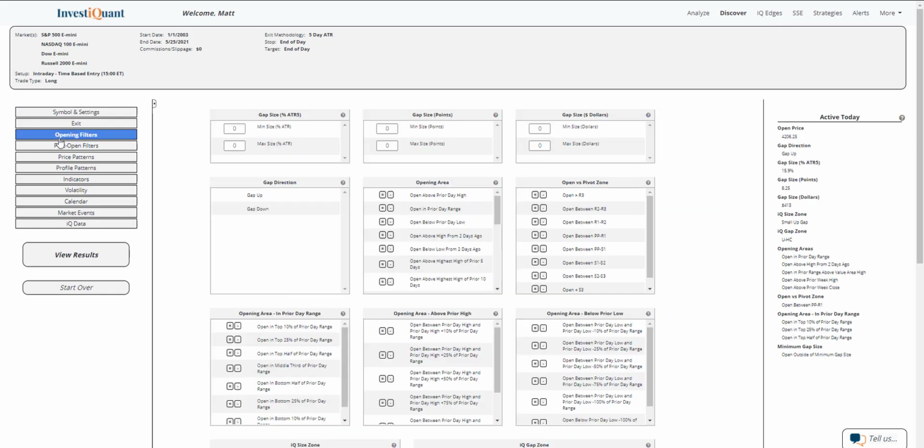Now, this morning, we gapped up. We opened right at yesterday's highs. So I'm just going to do gap up here because some of them were above the high, others were below the high. So we'll use gap up to capture all of those. And then next, I'm going to go into the post-open filters.